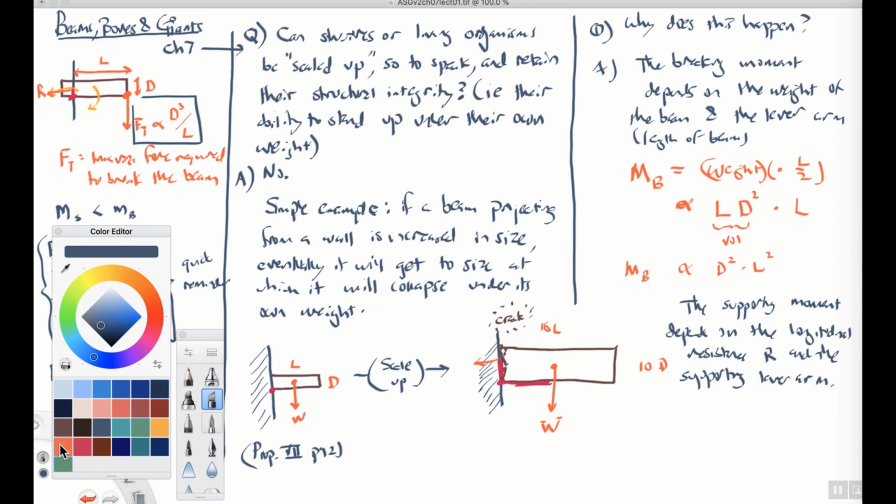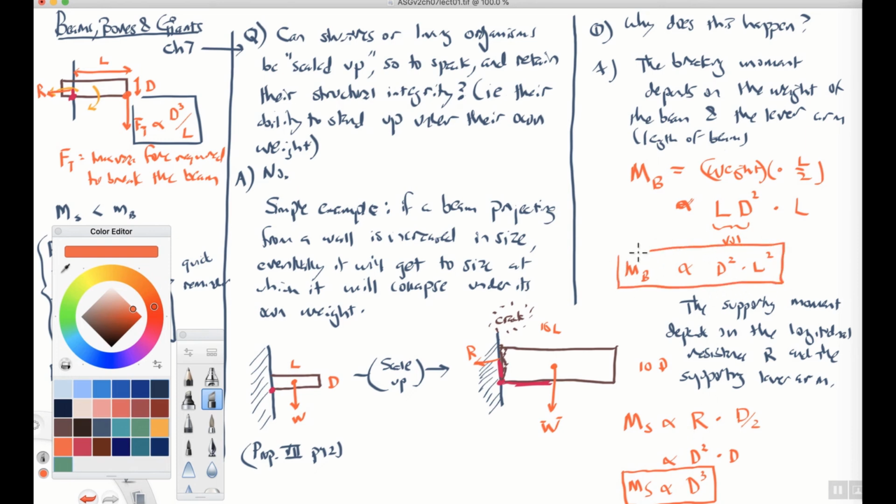So if we wanted to write down a proportionality for this, the supporting moment, again, is trying to hold it up. That's proportional to the longitudinal resistance and the supporting lever arm, which is proportional to the width of the beam. I could put d over 2 if I wanted to, but we're interested not in factors of 2 but in these dimensions. The longitudinal resistance depends on the cross-sectional area, so it goes as the square of the diameter, and this goes as the diameter. Overall, the supporting moment is proportional to the cube of the diameter. So we're getting a sense of how the supporting moment and the braking moment change as you scale the beam up.